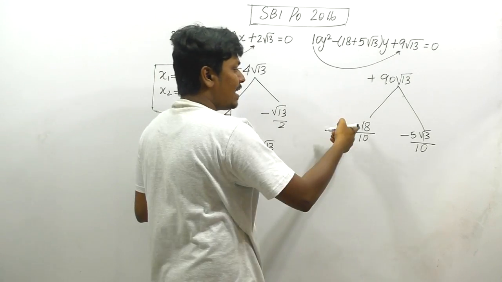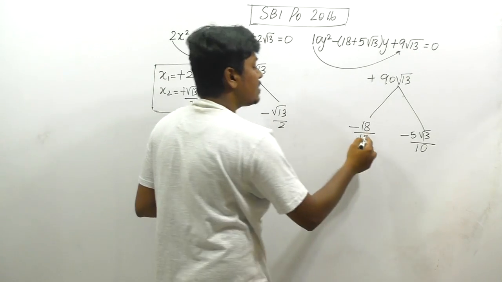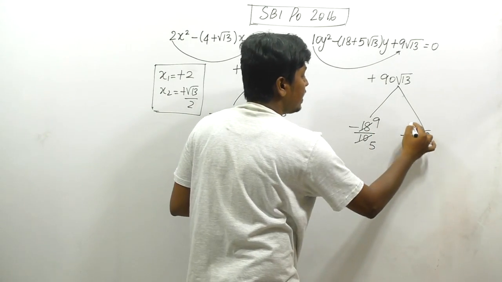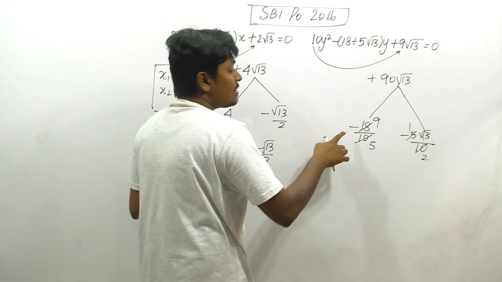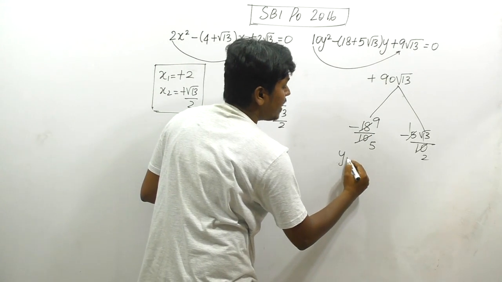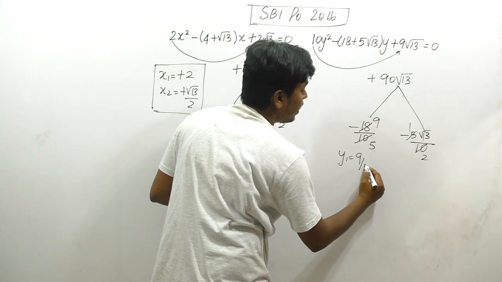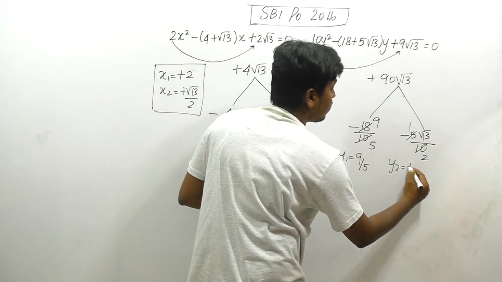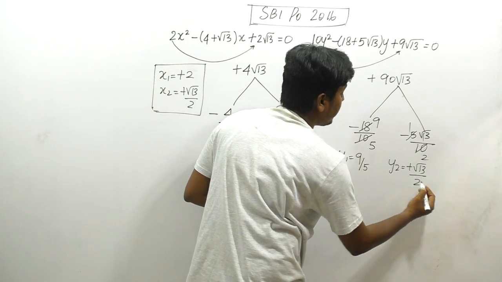I think we can cancel this on 2 table, right? If I cancel this on 2 table, that is 5 and here it is 9. I think cancel on 5 table and 1 by 2. So friends, here it is minus 9 by 5, but while writing it is plus 9 by 5, and y2. Here it is minus root 13 by 2, but while writing it is plus root 13 by 2.